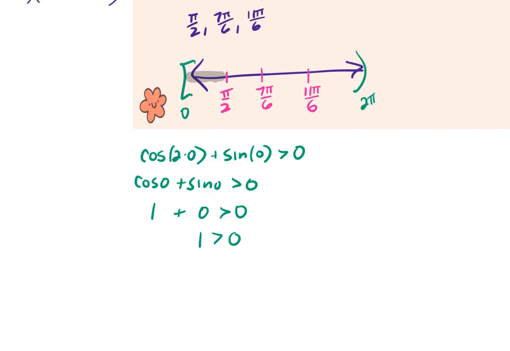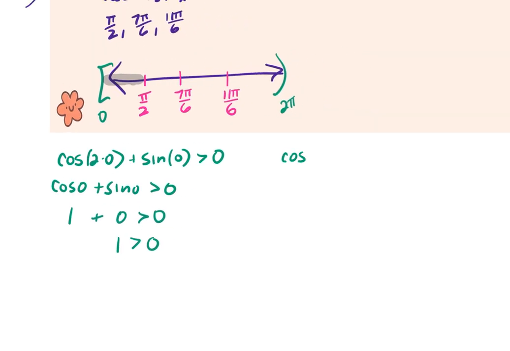So what's an easy thing to plug in between pi over 2 and 7 pi over 6? Pi. So I'm going to plug in pi. Cosine of 2 times pi plus sine pi greater than 0. What's the cosine at 2 pi? 1. What's the sine at pi? 0. Is that greater than 0? Yes, so that also works.